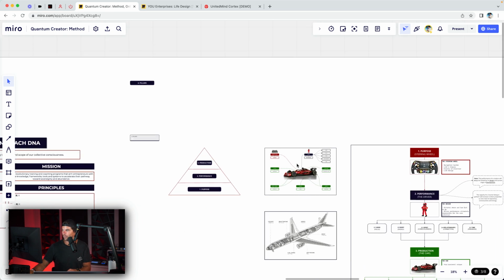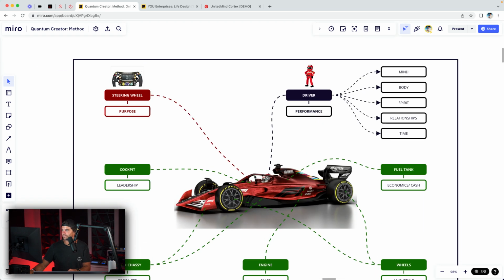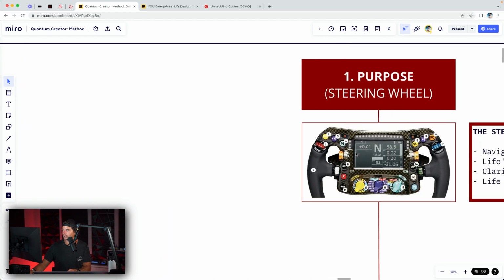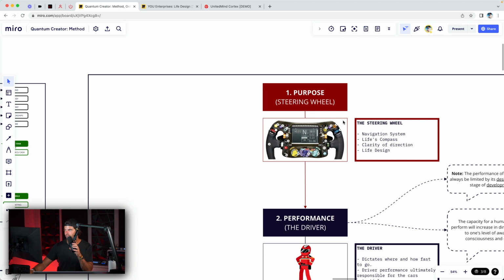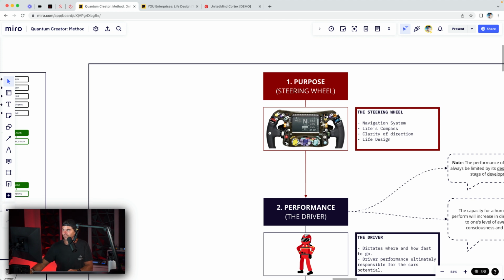So here, what this looks like as a quick analogy, let's go over here actually. Let's go right here. Your purpose, the purpose pillar, is all about the steering wheel in life. This is your navigation system, making sure you're in alignment. It's your life's compass. It's the mechanism of achieving clarity of direction and your ability to design your life.